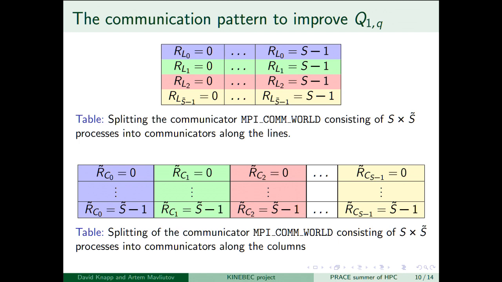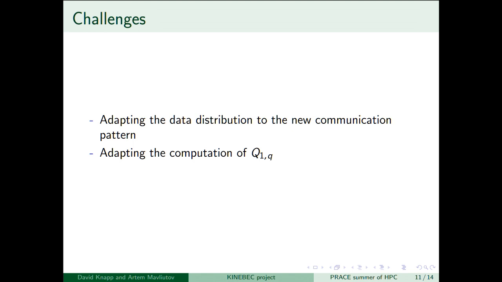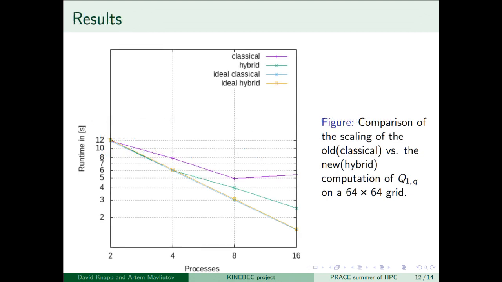Along with these new communicators, 2 key challenges arise. At first, I need to redistribute the data such that every process gets the data it needs. Here we can take advantage of the fact that the line communicator and the row communicator overlap with each other. The second challenge is to adapt the computation of Q1Q. The main goal here is to avoid a large loop over the whole domain, as in the old computation. Eventually, it resulted in a so-called hybrid method.